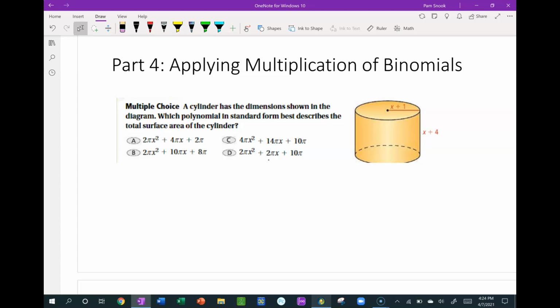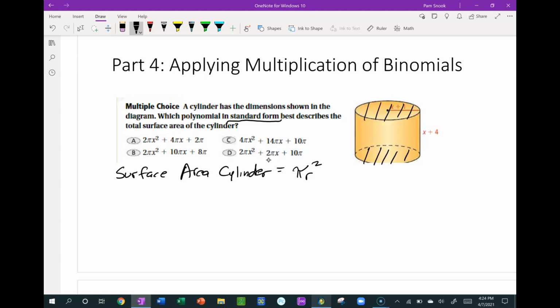So I have a cylinder that has dimensions shown in the diagram. Which polynomial in standard form, so that's important, we're going for standard form, best describes the total surface area of a cylinder? So you might be asking, how do I get the surface area of a cylinder anyways? And the way you do that is you take the circle for the top and the circle for the bottom, get those two areas. So that's going to be pi r squared.